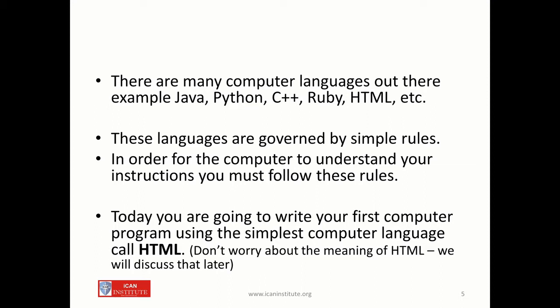There are many computer languages out there. Examples include Java, Python, C++, Ruby, and HTML. These languages are governed by simple rules. In order for the computer to understand your instructions, you must follow these rules. Today we are going to write your first computer program using the simplest computer language called HTML. Don't worry about the meaning of HTML, we'll discuss it later.